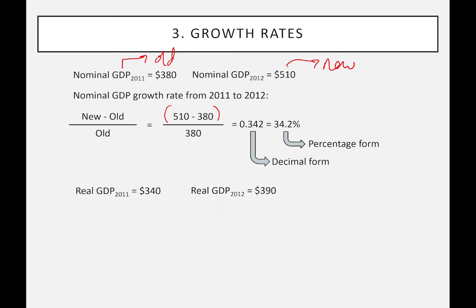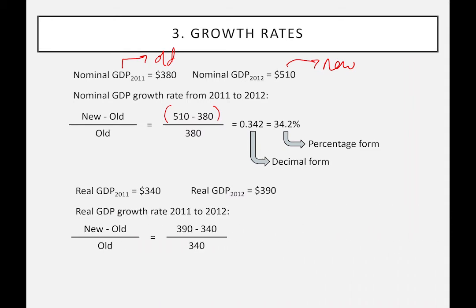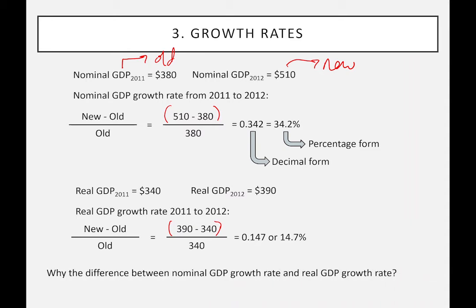Let's do the one with real GDP. In this case, if you notice from before, I had 340, 390, same idea. So it's going to be new minus old, which is 390 minus 340. Again, if you do this with a calculator or your phone, you can see that it'll be equal to, in this case, 14.7%.